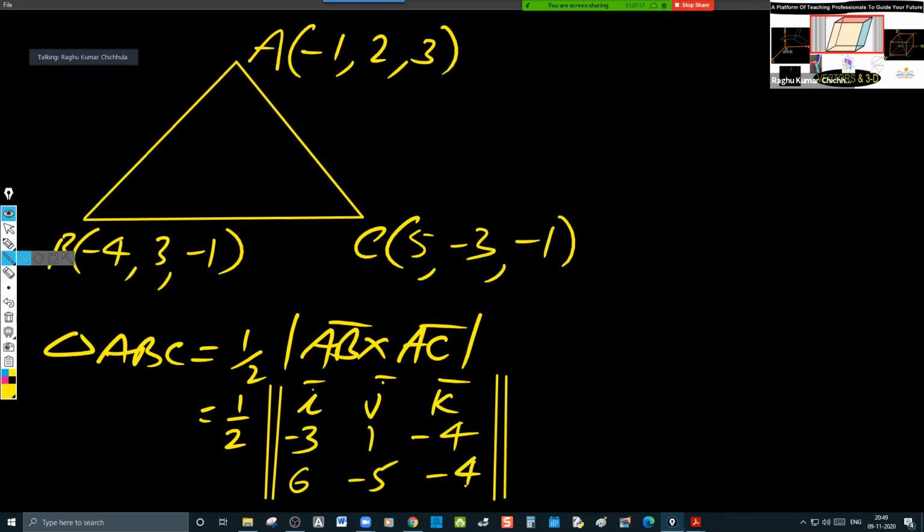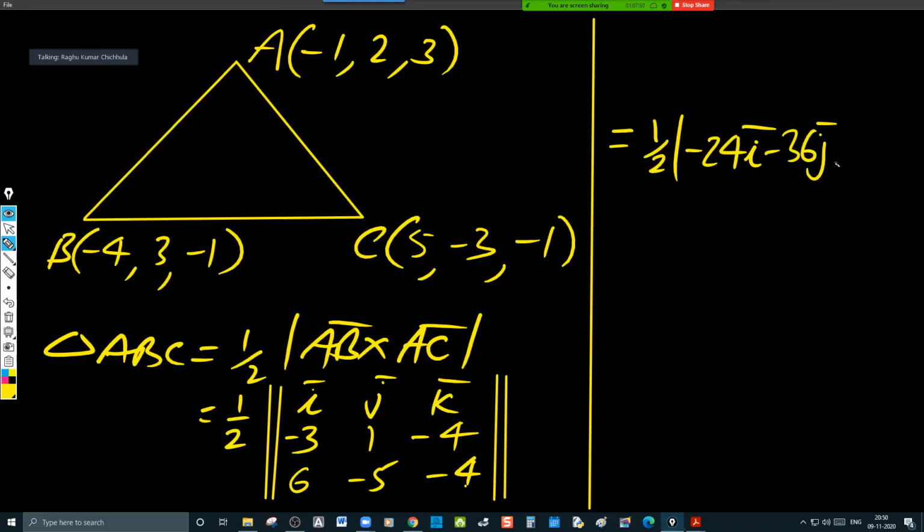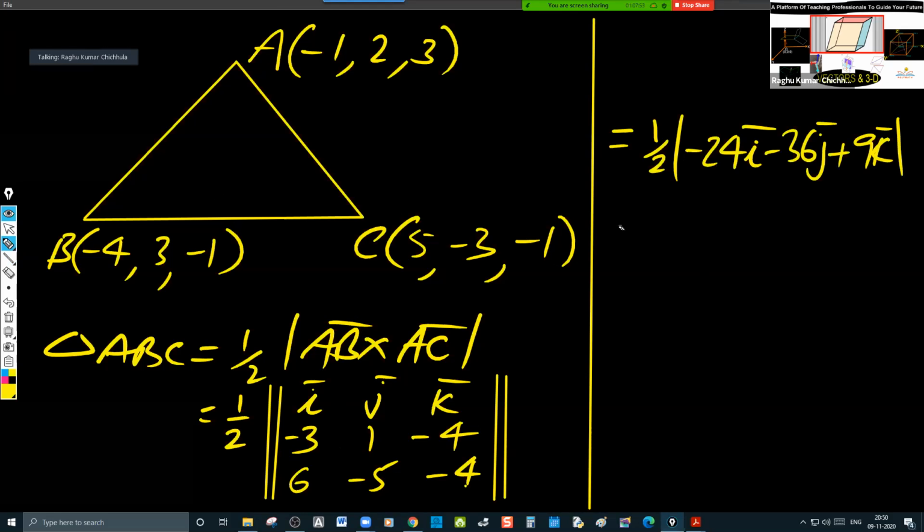Instead of finding those many determinants in three-dimensional geometry, never even remember that. But use the vector method, even if it is three-dimensional geometry. No confusion. Vectors and 3D are one and the same. Half modulus of: this is -4 - 20, -24i. And it is -24 - 12, -36j. And it is 15 - 6, 9k. You have to find out the modulus of this.